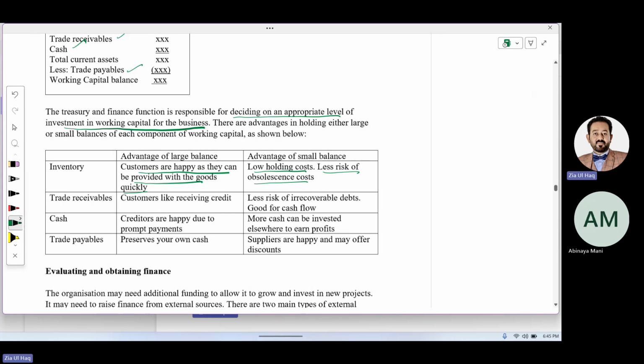Obsolete means out of fashion, out of technology. In that case, you have to bear the losses. If there is less amount in inventory, there are chances of less obsolete or damaged inventory.